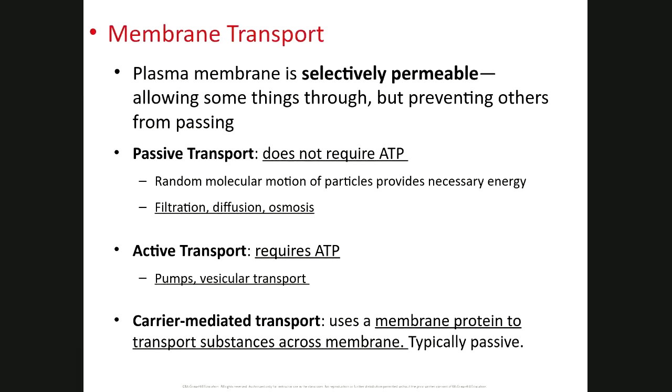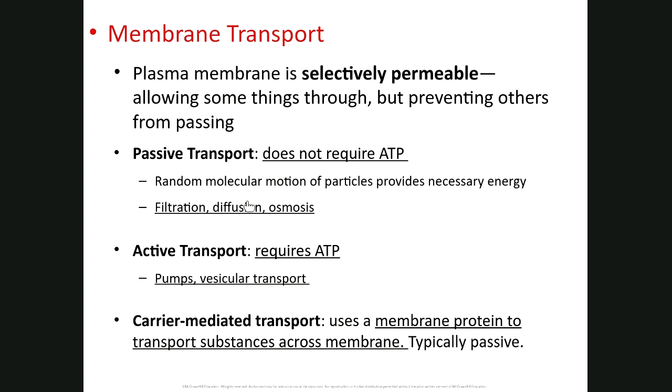Hi, so this is the second half of part 1 of chapter 3. Most of this is going to be related to membrane transport. So I'm going to discuss how substances are moving across the plasma membrane of a cell. Like I said, most of the rest of this PowerPoint has to do with that topic.